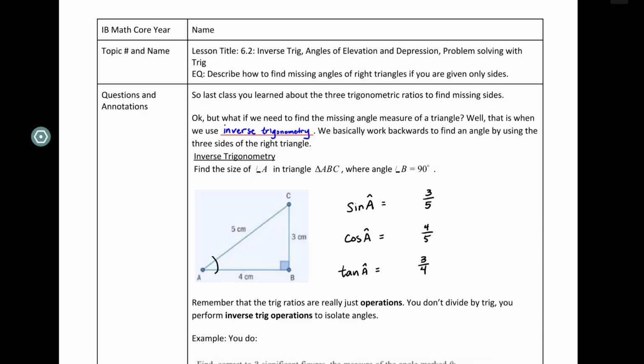Hello everybody, welcome back to Unit 6. Today is Lesson 2, and we're talking about inverse trigonometry, angles of elevation and depression, and basically problem solving with trig. The idea here is you are expanding your trigonometry horizons and making it more versatile and useful for you.